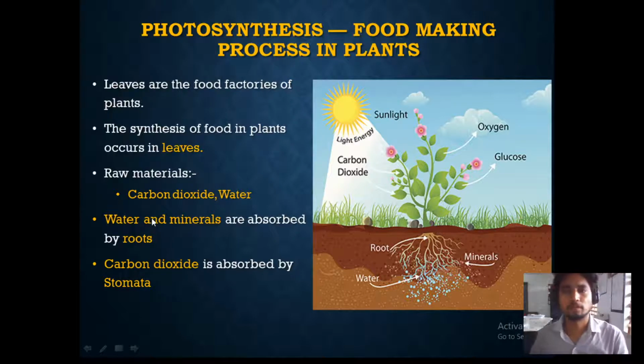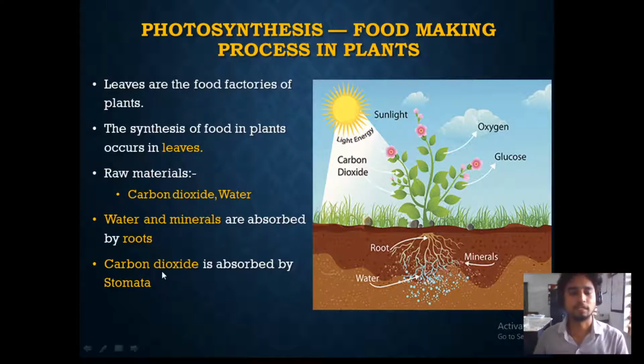Where do carbon dioxide and water come from? Water and minerals are absorbed by the roots. These water and minerals are present in the soil and are absorbed by the roots, and the roots send the water and minerals to all the parts of the plant.